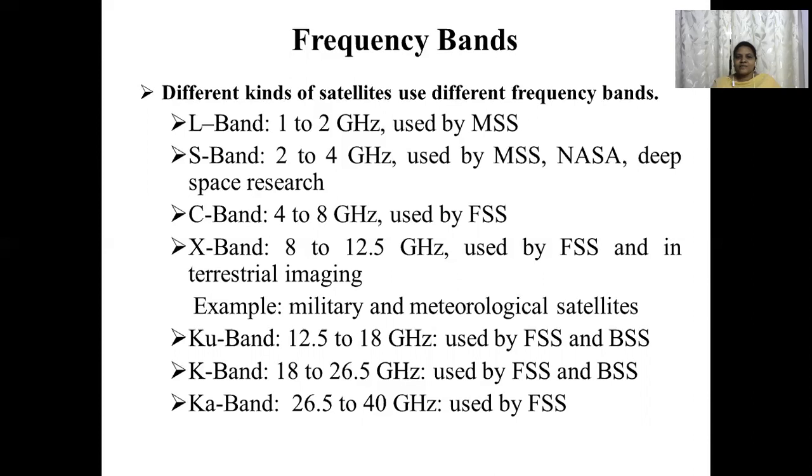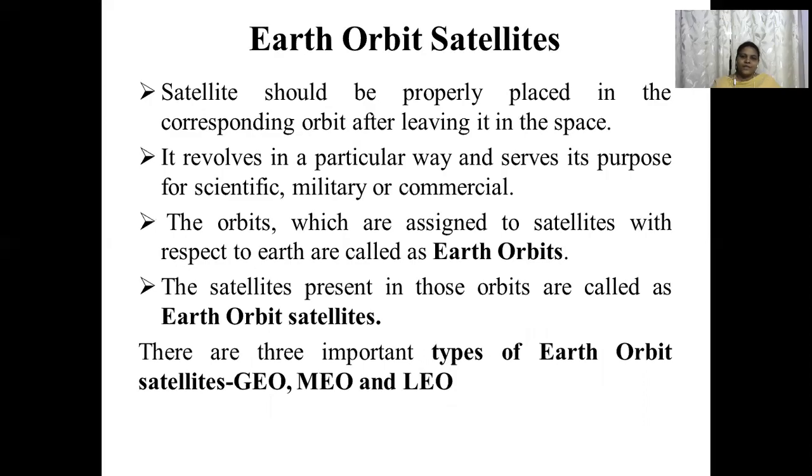So these are the different frequency bands used by satellite communications. Different kinds of satellites will be using these different frequency bands. Not all the satellites will be using the same frequency band. Coming to Earth orbit satellites. Now, the satellite is placed in space. In the previous slide, we have seen the satellite path is represented as orbit. So here we are going to see Earth orbit satellites.